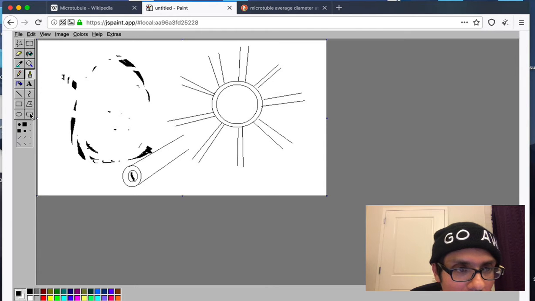Is there a better tool? Okay, I just want the little tiny thing. Oh gosh. I should have just expected this from the online paint program.